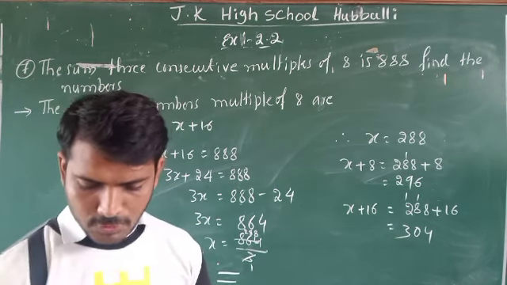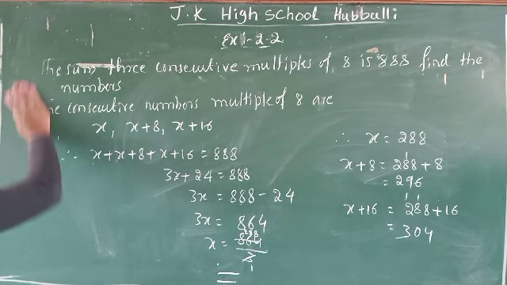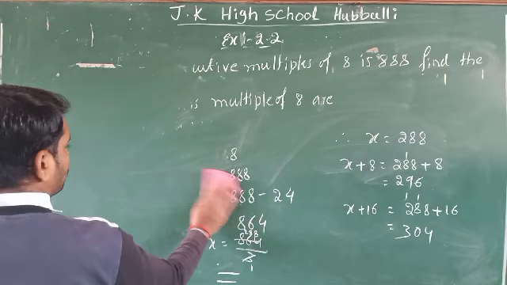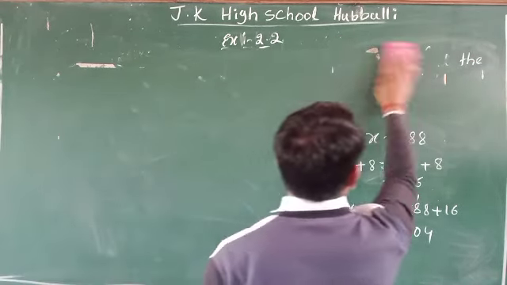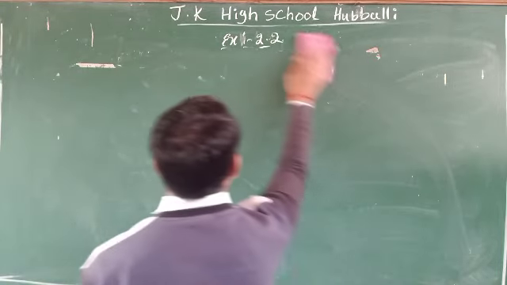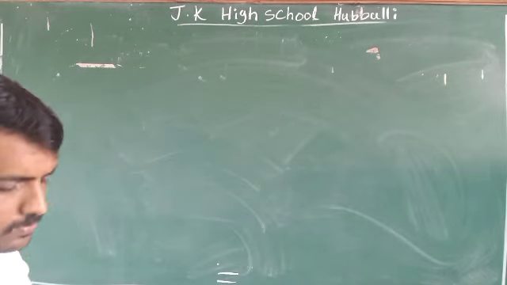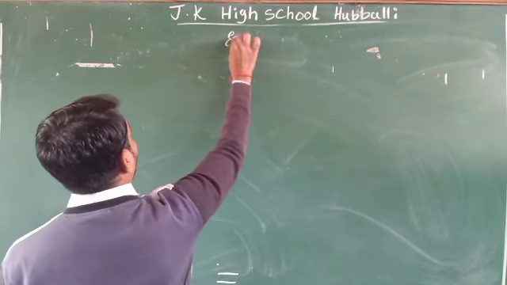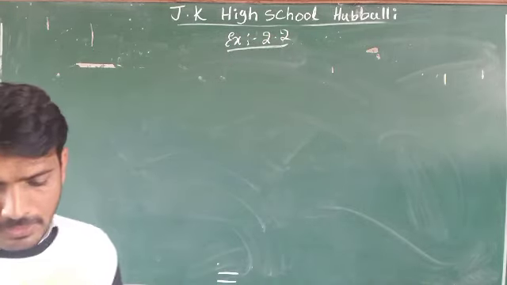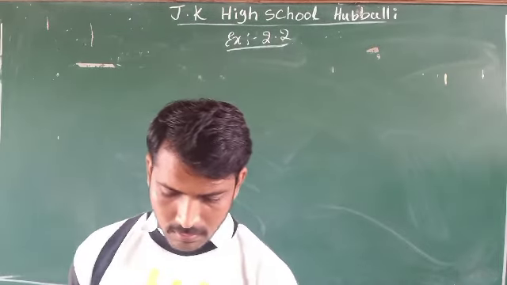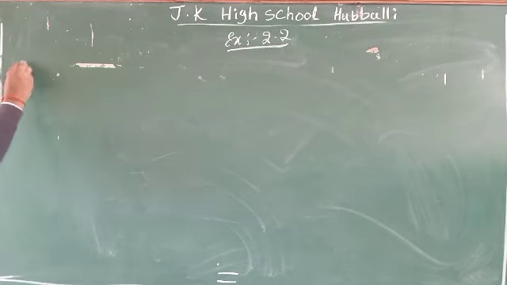Okay, shall we go for the next question? Question number what? This is 7. Next one is question number 8. Okay, the next question is three consecutive integers.